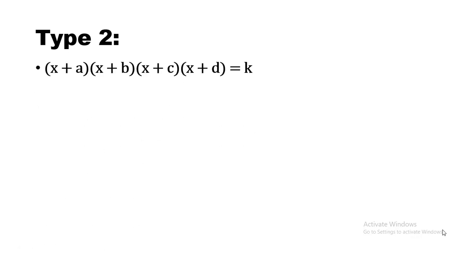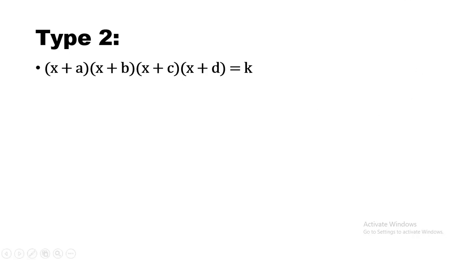Hello students, welcome back. As we were discussing earlier about the equations that are reducible to quadratic form, now the second type of the equation that we are going to solve is this: (x + a)(x + b)(x + c)(x + d) = k.